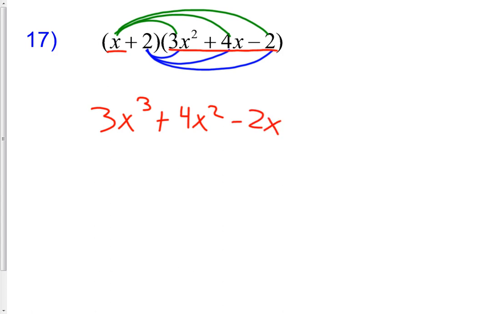Now I'm going to multiply the 2 times all three of these. So 2 times 3x squared is 6x squared, 2 times 4x is 8x, and 2 times a negative 2 is a negative 4.